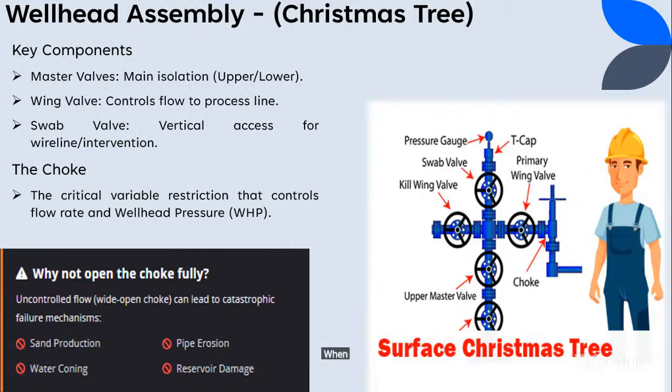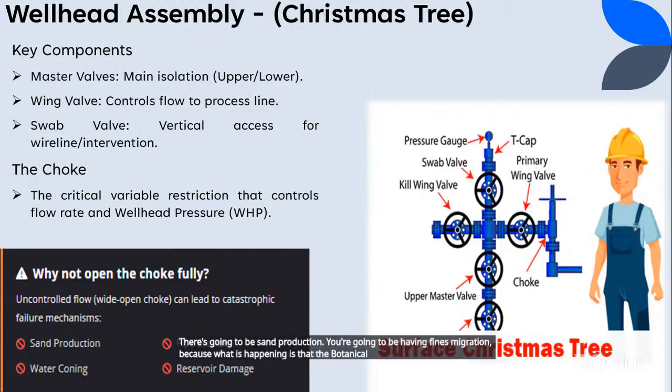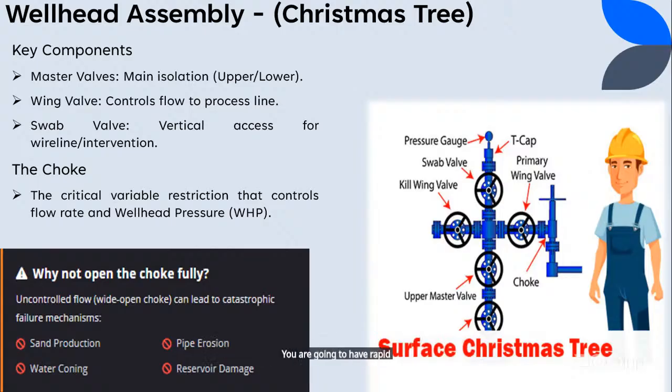When you open the choke fully, you're going to have excessive drawdown. There's going to be sand production. You're going to be having fines migration, because what is happening there is that the bottom hole pressure becomes what? High when you open the choke fully. And at this point in time, there can be accelerated sand production. There will be fines migration. There will be formation damage. You're going to have rapid reservoir pressure decline.